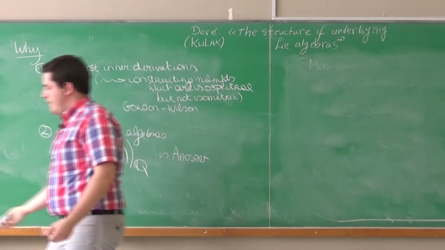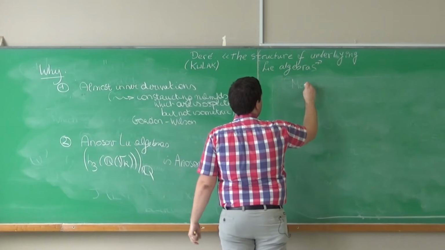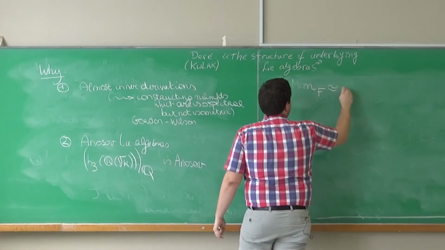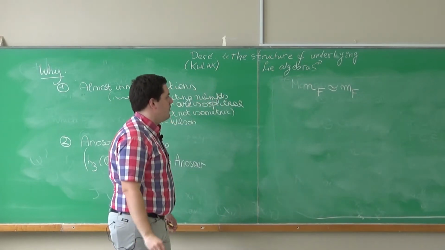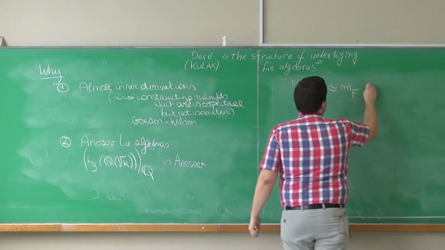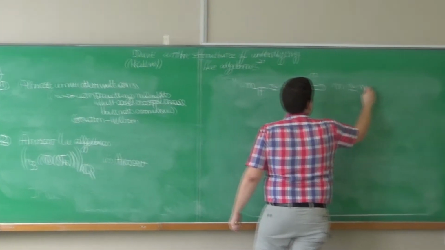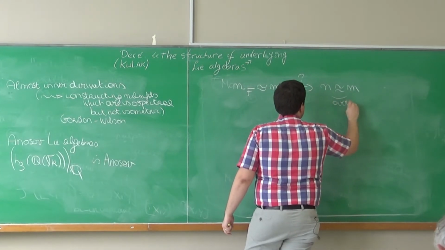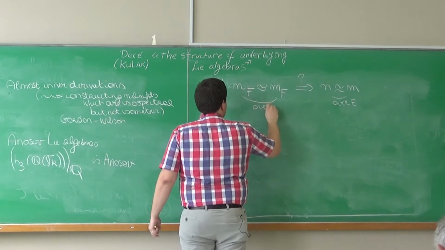Can we find Lie algebras? So the question was, suppose that N_F is isomorphic to M_F. So you have two Lie algebras, N and M, over the field E. Does it imply that N and M are isomorphic? So this is over E, and this is over F.